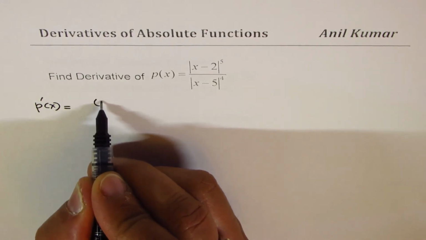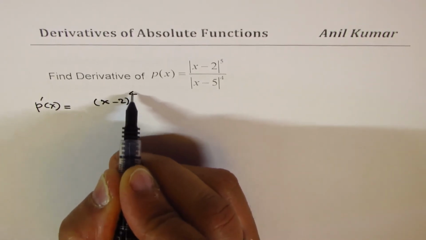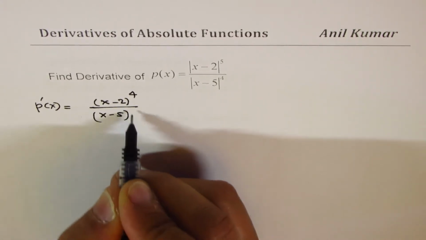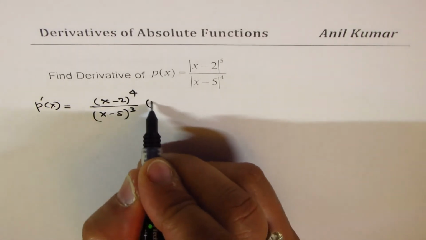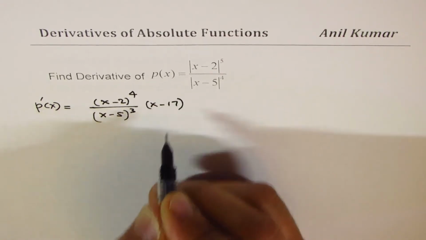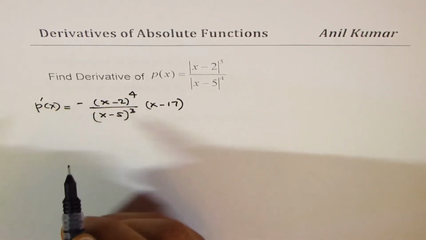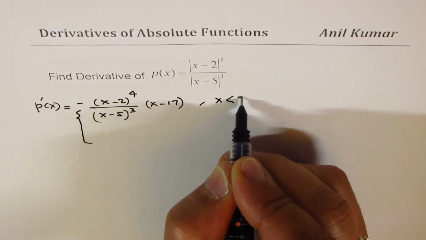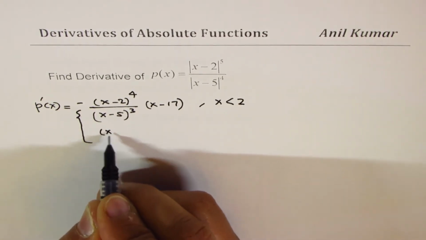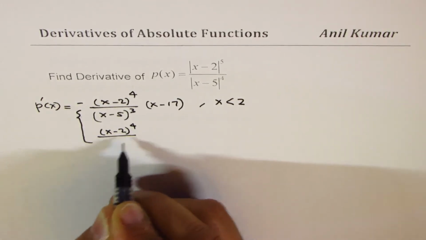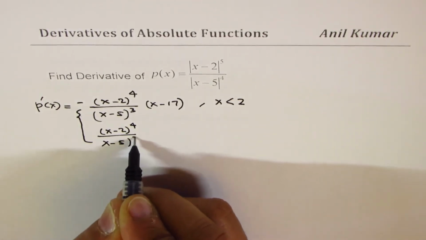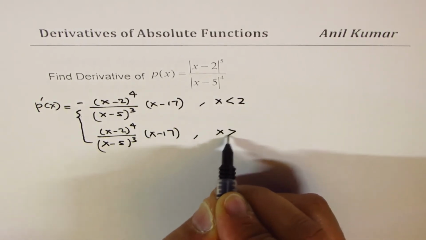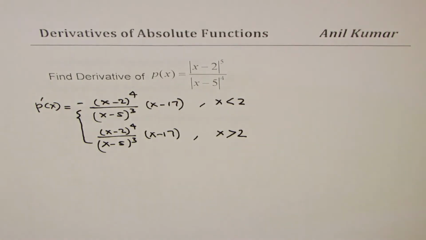let us say, (x minus 2) to the power of 4 over (x minus 5) whole cube times (x minus 17), with a negative value when x is less than 2, and positive, which is (x minus 2) to the power of 4 over (x minus 5) to the power of 3 times (x minus 17), for x greater than 2. Right? Does it make sense to you?